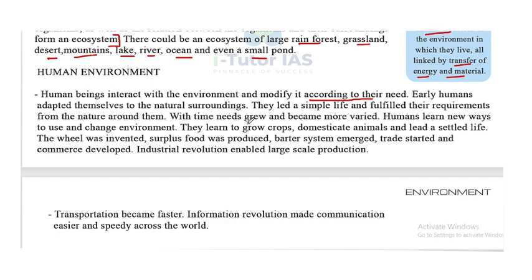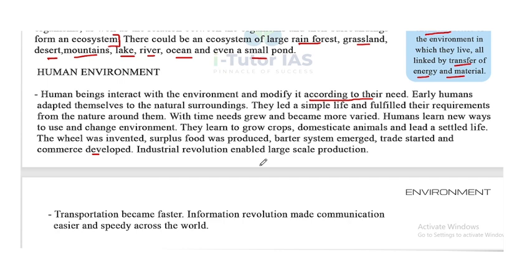With time, needs grew and became more varied. Humans learned new ways to use and change the environment. They learned to grow crops, domesticate animals, and lead a settled life. The wheel was invented, surplus food was produced, the barter system emerged, trade started, and commerce developed. The industrial revolution enabled large scale production.